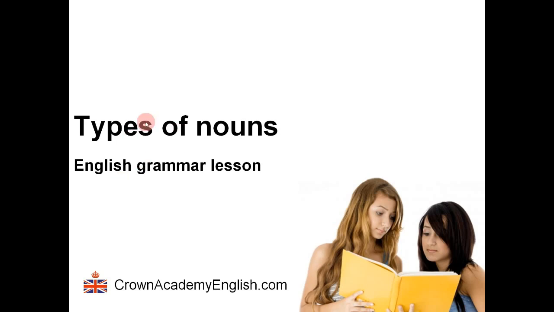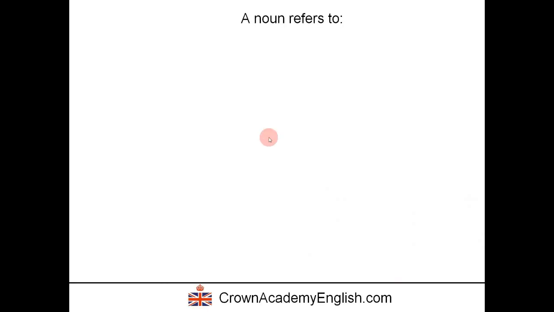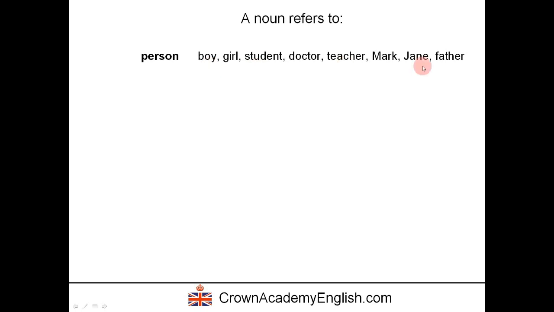Today's lesson is an English grammar lesson and the subject is types of nouns. So let's start. What is a noun? Well, a very quick revision. A noun refers to lots of things and I'm going to give you some examples. It refers to a person. So here are some example nouns: boy, girl, student, doctor, teacher, Mark, Jane, father. So these are all nouns that refer to a person.